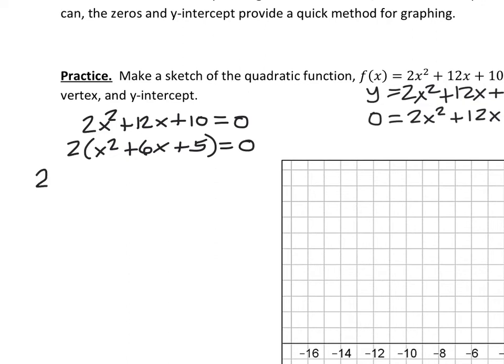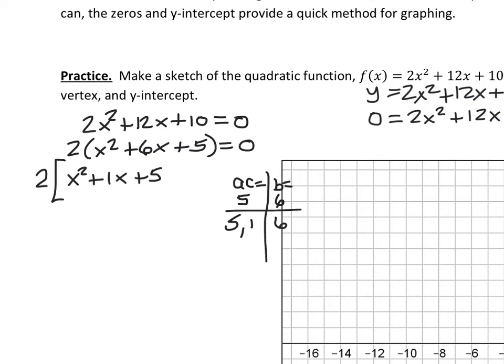But hopefully you can see our A equals 1, our B equals 6, and our C equals 5. So if we look at AC equals 1 times 5, 5, and we're looking for a B of 6. So hopefully you can see right away that we're looking for the 1 and the 5. Those are the only factors of 5. And so I can put my x squared plus 1x here, plus the 5x here, plus 5.